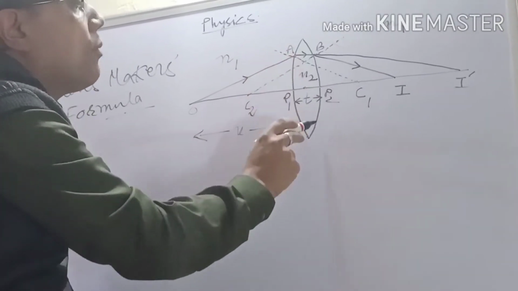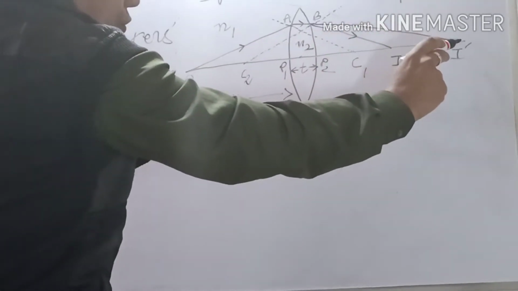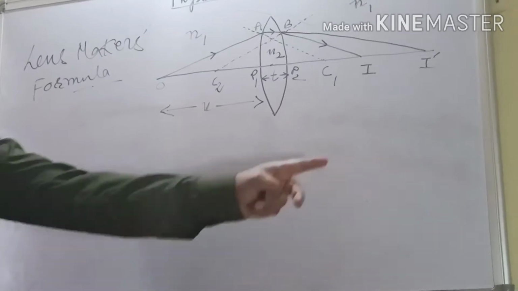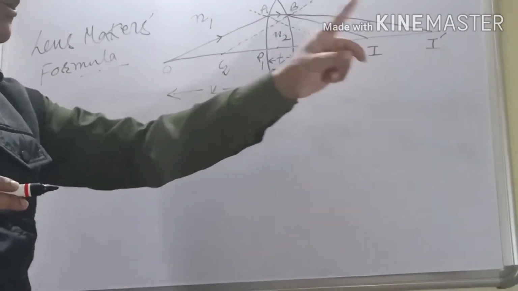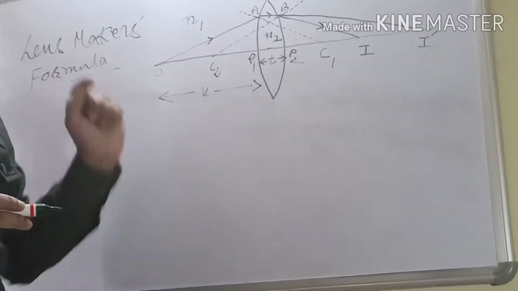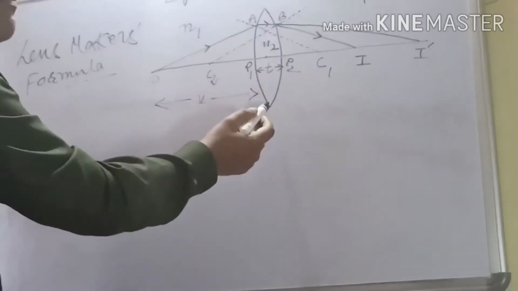Now in the absence of the second spherical surface, this light would have gone and met over here at the point I dashed. So you can say I dashed is the image formed because of refraction at this spherical surface at the point A. But actually in reality, as you can see, there is one more spherical surface as well.